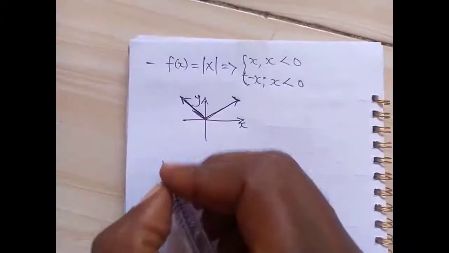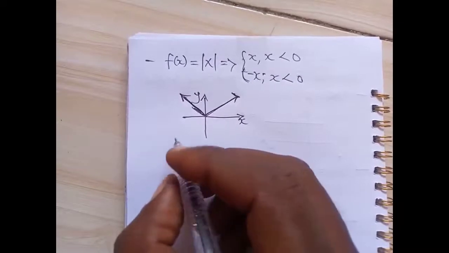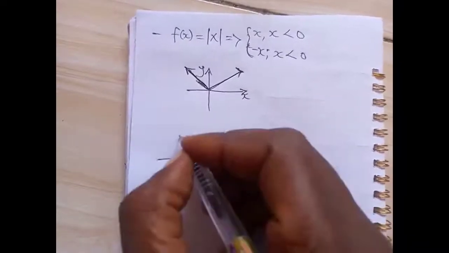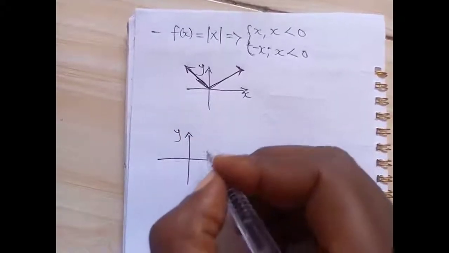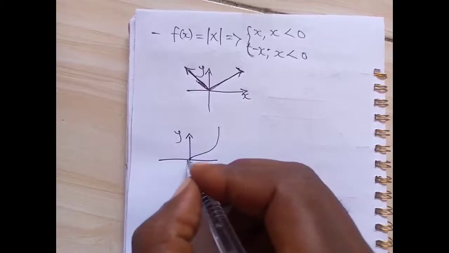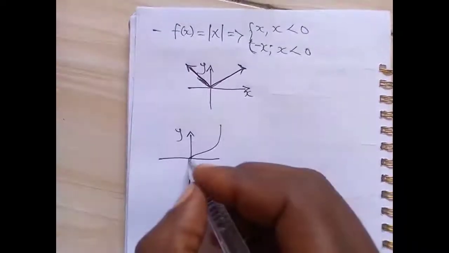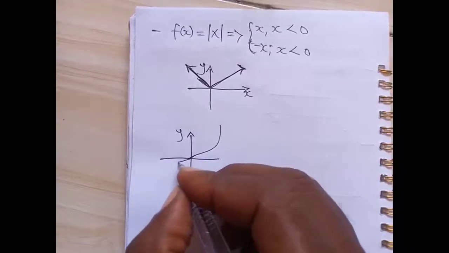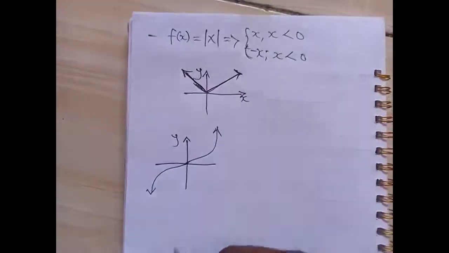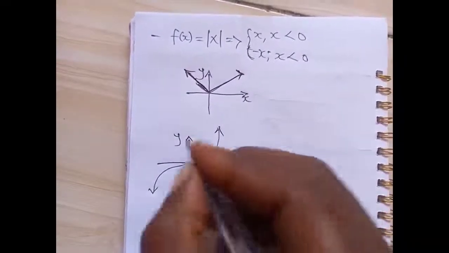Then the last one of that is the greatest integer function. The greatest integer function goes, the graph goes this way. Let's see. So if we have 1, 2, here is x axis and y.